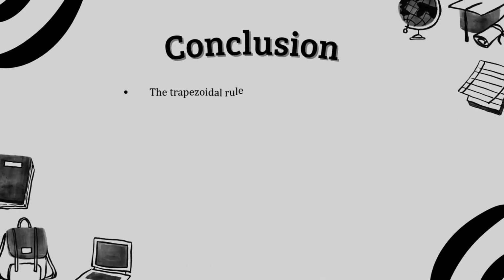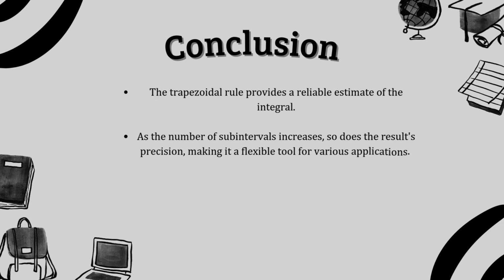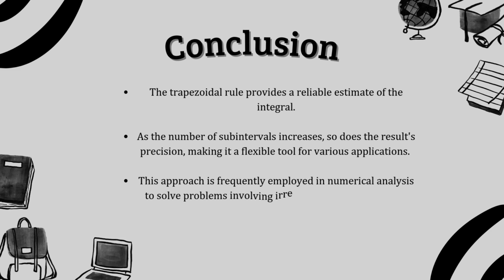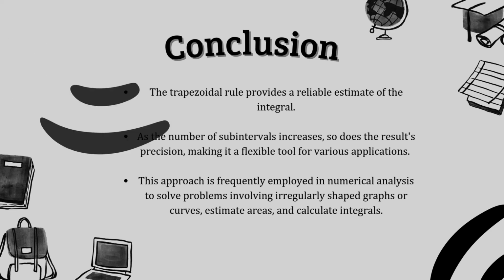In conclusion, the trapezoidal rule is a useful numerical technique for estimating the area under a curve, especially when working with irregular shapes, like the sole of the shoe in this project. The trapezoidal rule provides a reliable estimate of the integral. As the number of subintervals increases, so does the precision of the result, making it a flexible tool for a range of applications. Overall, this approach is frequently employed in numerical analysis to solve problems involving irregularly shaped graphs or curves, estimate area, and calculate the integral. I think that's all from us.